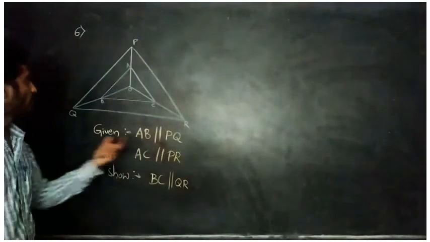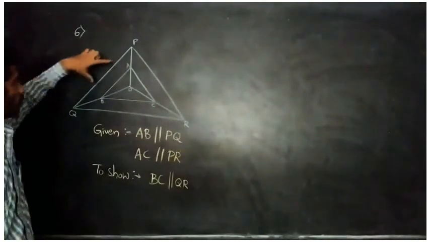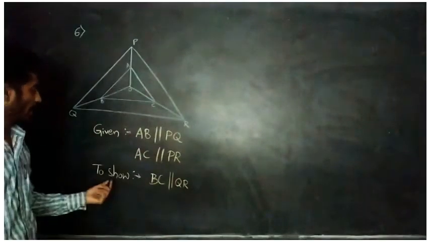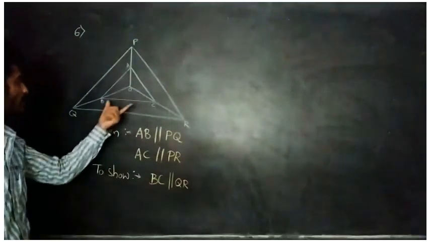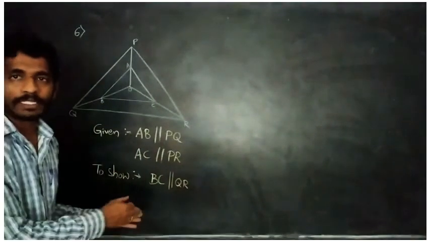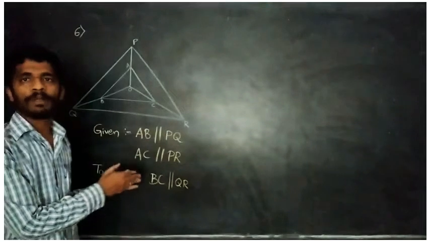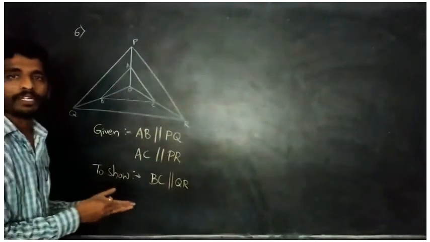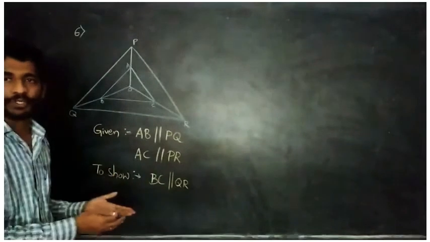that AB is parallel to PQ. Here AB is parallel to PQ and AC is parallel to PR. And you have to show that BC is parallel to QR. Again here you have to use the converse of BPT, the converse of the basic proportionality theorem. So for that, what do we need? We need the sides ratio.